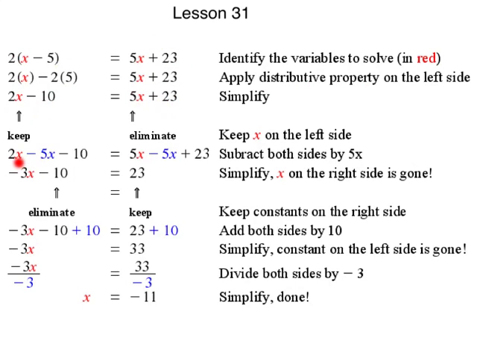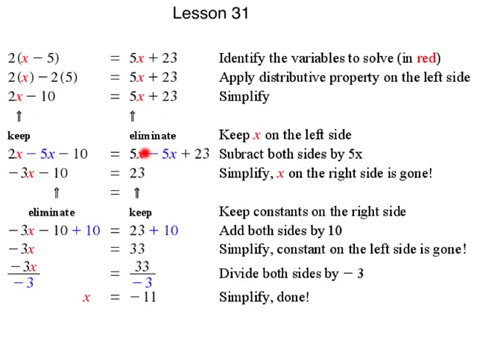Now let's look at what we're going to do. We're going to eliminate the 5x over here, and we're going to move it over to the other side. The only way we can do that is by doing the opposite. It's a positive 5x. So if I want to get rid of that and make it cancel out, I would have to have a negative 5x. So 5x minus 5x, and then we're going to keep the plus 23 there.